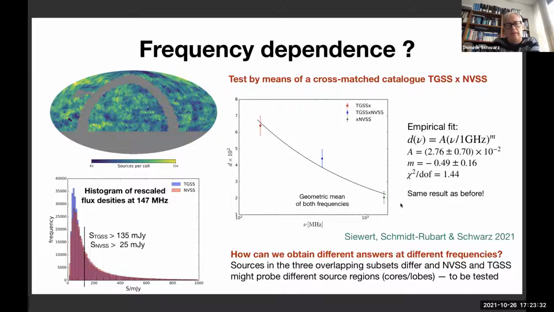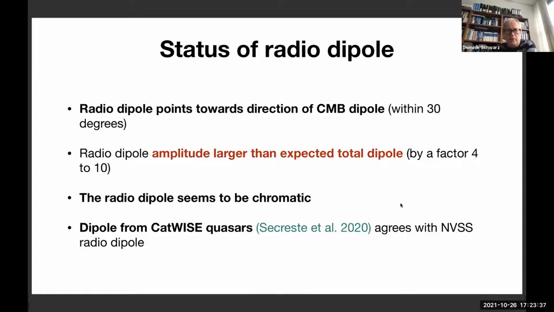Okay, so that's the status of the radio dipole. We see with all four surveys the same direction, but we see different amplitudes. So if you just take the results at face value, then the radio dipole seems to be chromatic. It's interesting that this also agrees very nicely, especially the NVSS result, with these quasars from CatWISE that we will hear about, I think, tomorrow in the talk, and which Subir already mentioned. Okay, so what could be wrong?